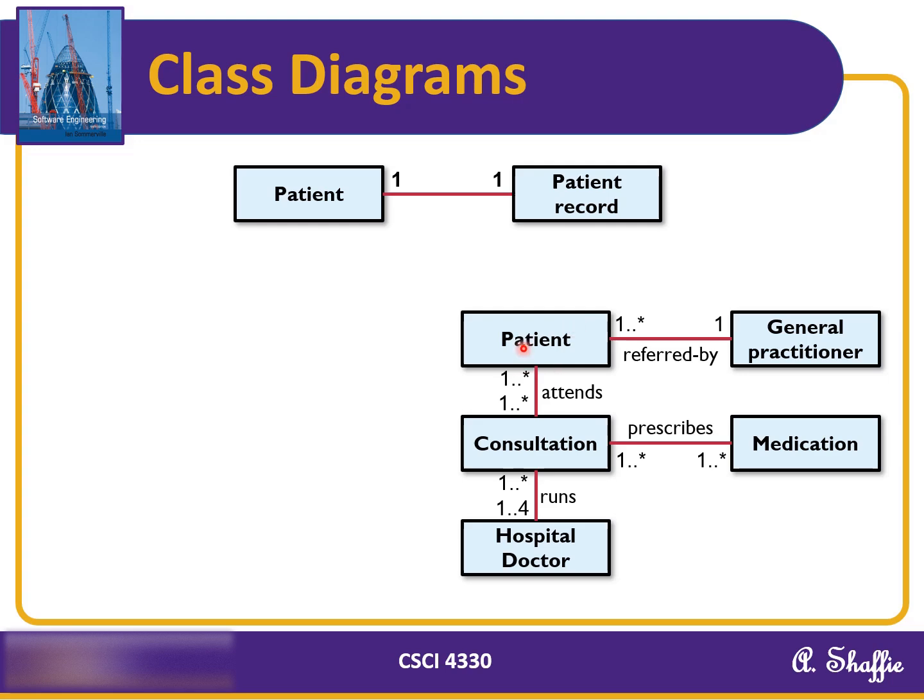The relation between patient and general practitioner is many to one. We can understand that the patient can be referred by a single practitioner, but the general practitioner can refer multiple or many patients. The relation between patient and consultation is many to many. A patient can attend multiple consultations over time, and at the same consultation, multiple or many patients can be involved.